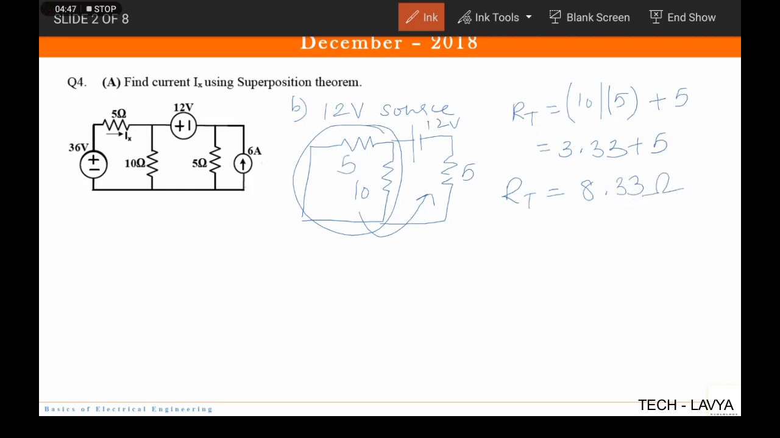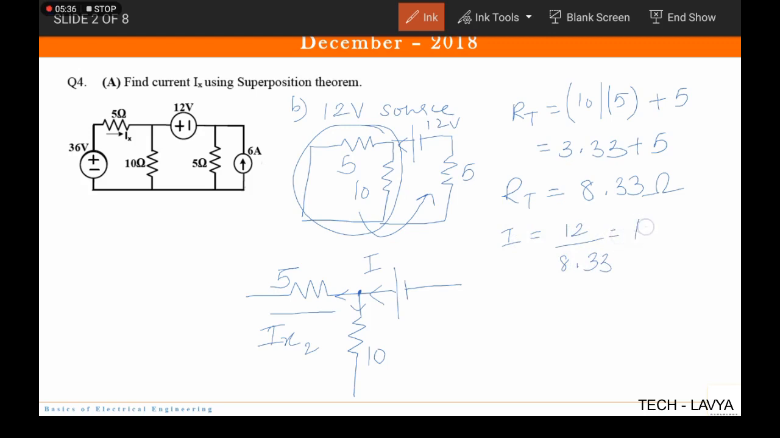Now the total current here is due to the 12 volt source. Ix is the current flowing through this resistor, but the total current meets at this node and gets divided into two parts. Some current flows through the 10 ohm resistor and some current flows through the 5 ohm resistor. Let this current be Ix2. Here we will be calculating the total current. Total current will be 12 upon 8.33.